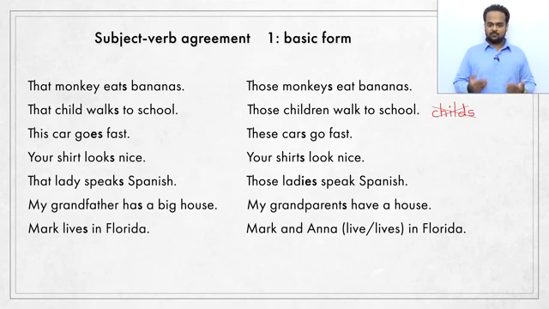Mark lives in Florida. Mark is the name of one man, so we say lives. Singular verb, that's easy. But what if Mark has a wife, Anna? Would you say Mark and Anna lives in Florida or live in Florida?